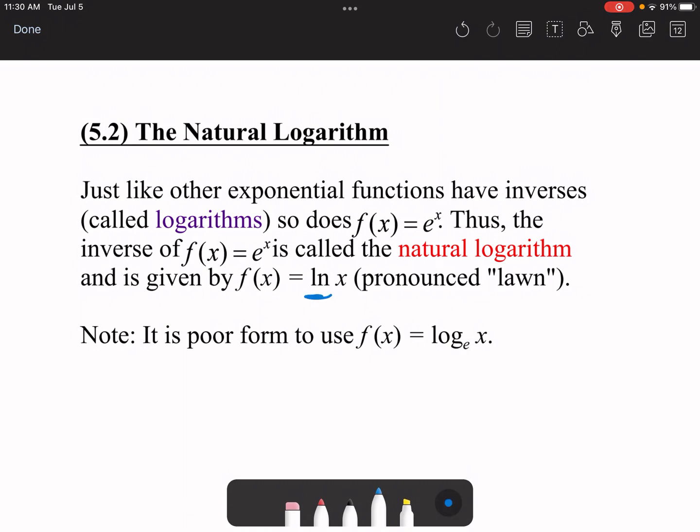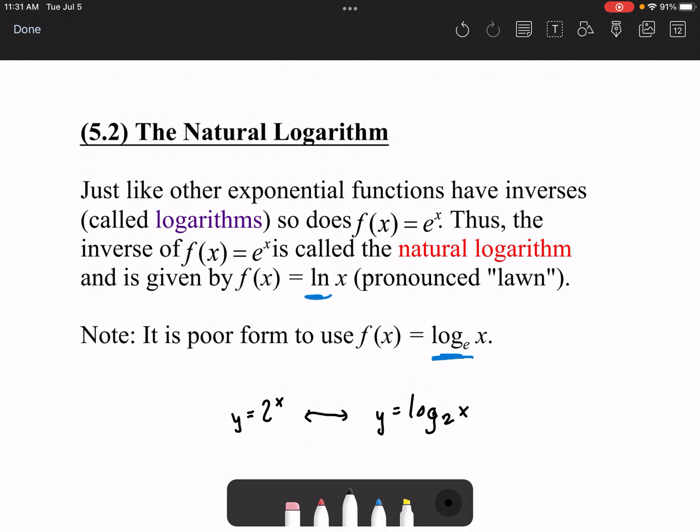Now notice that it is improper to use log to the base e of x. Although it means the exact same thing, you're technically writing a little bit more, and not very many professors or teachers prefer you to use that kind of format. Okay? So, just like if you have the function y equals 2 to the x, its inverse function is y equals log to the base 2 of x.